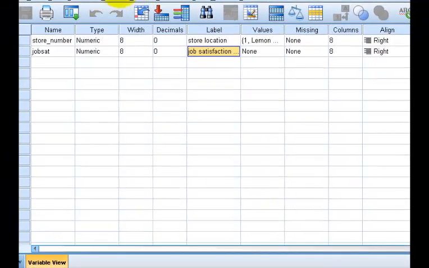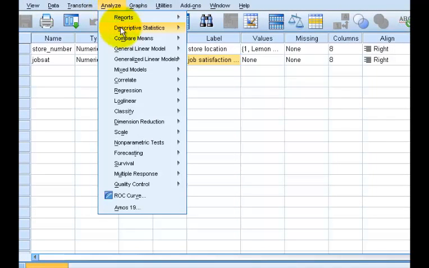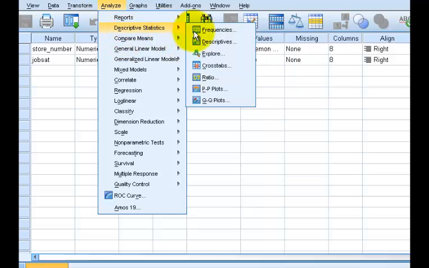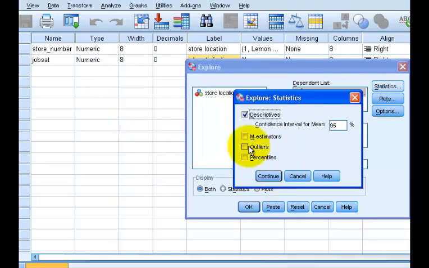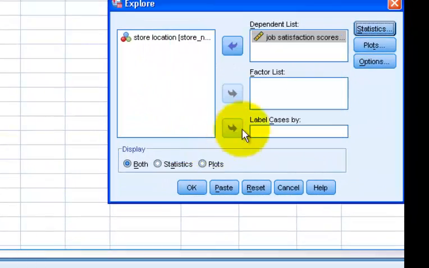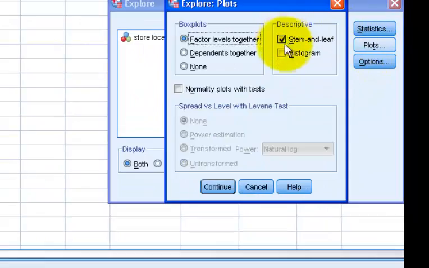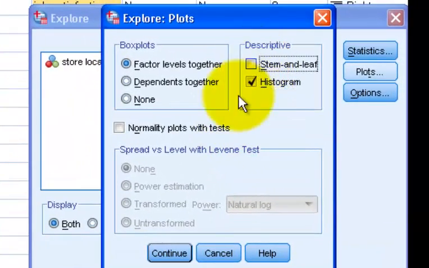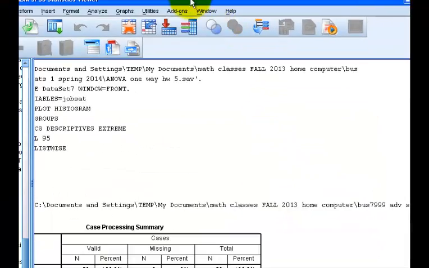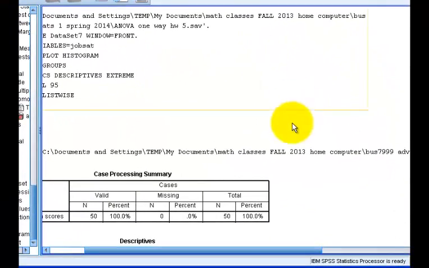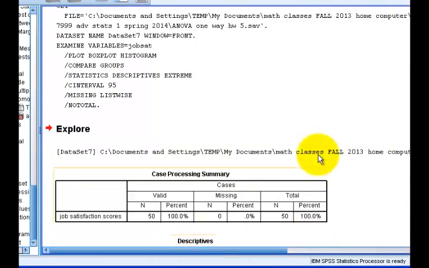Okay. So now I want to quickly make sure we didn't violate any of the assumptions here. Descriptive, explore, and just the DV. Descriptives, outliers, histogram, don't need the stem and leaf, and we know not to click that one. Click OK. So now we're checking on the normality.